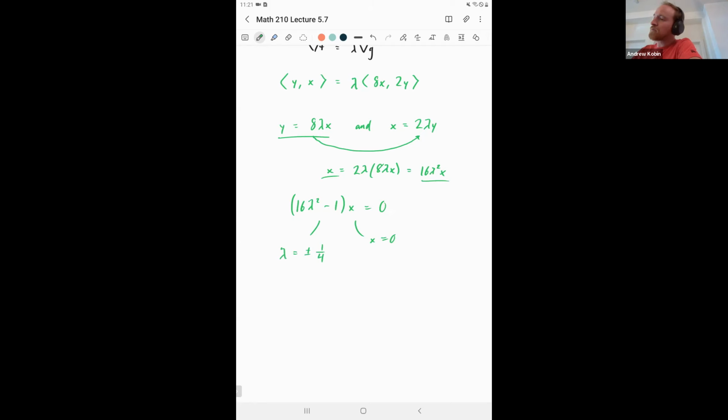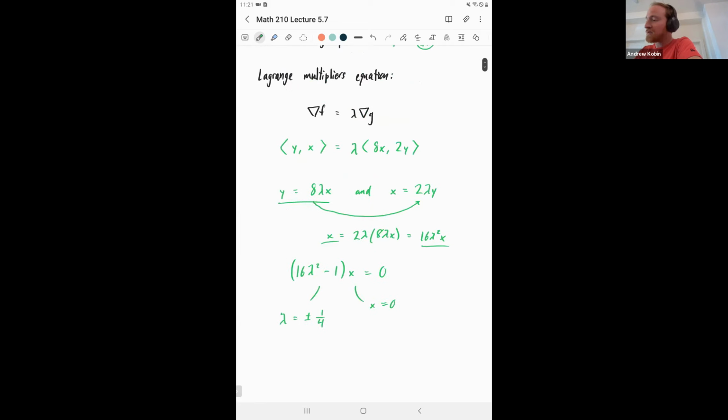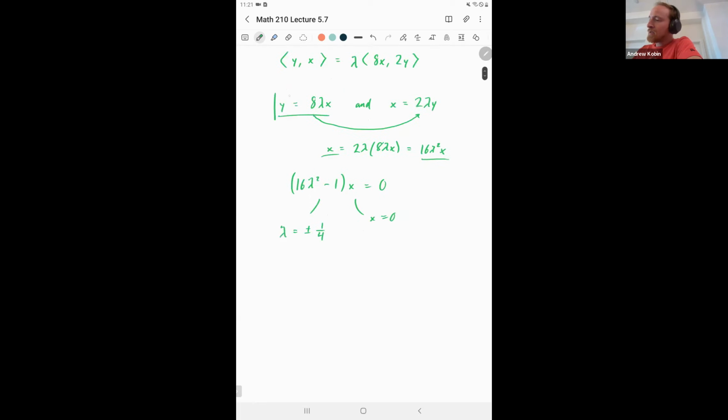So let's actually run with both of these possibilities. If x equals 0, we need to go back somewhere up above and use all of the equations we're handed in order to deduce what possible points satisfy this equation. So I'm going to look here actually and notice, and maybe I should switch to a different color for this part.